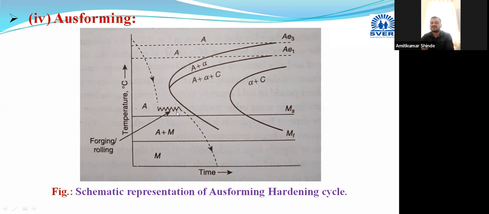Forming or some deformation will occur during that rolling or forging. It is very similar to the processes of your manufacturing. Forging or rolling, that slight operation is conducted, and then again it is cooled in the oil medium.